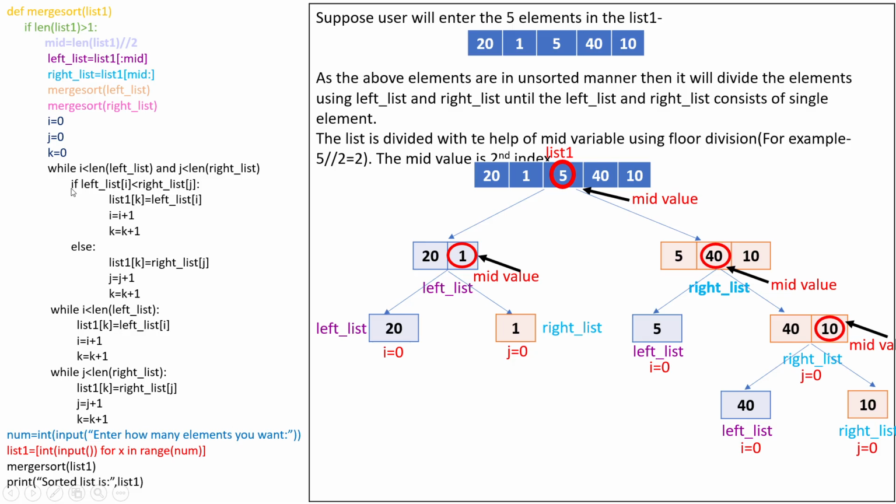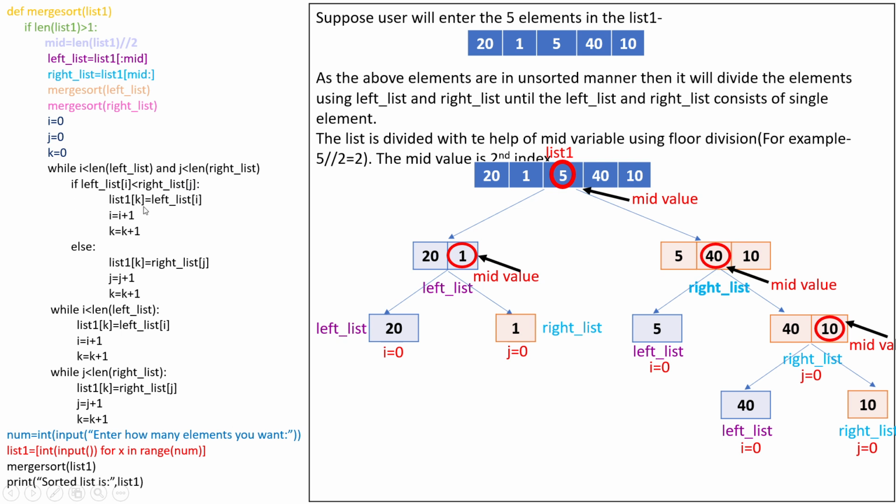Now inside my while loop, I have the condition: if left list of i, what is i? 0. Left list of 0 means 5. Is 5 less than right list of j? What is j? 0. Right list of 0 is what? This is my 0th index and this is my 1st index of my right list. At my 0th index I have 10, which is in sorted form. Is 5 less than 10? True. So what will happen?